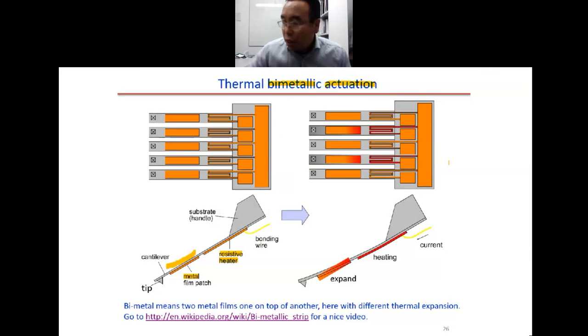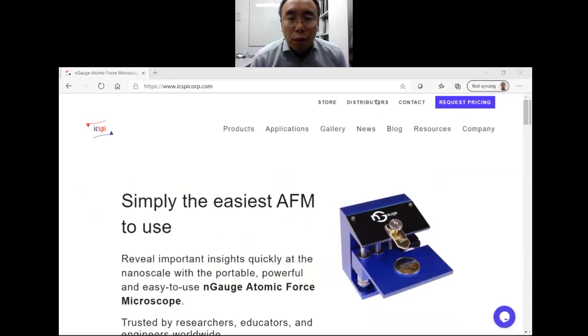Now there is a company called ICSPI. Some of you may know this company. They also use this bimetallic actuation for their AFM instrument. This company is a spin-off from the University of Waterloo, from Professor Rafat Mansour's group in the Electrical and Computer Engineering department. Quite a few nano students have been top students, and even today, a few of the key engineers of this company are nano students from the AE program.